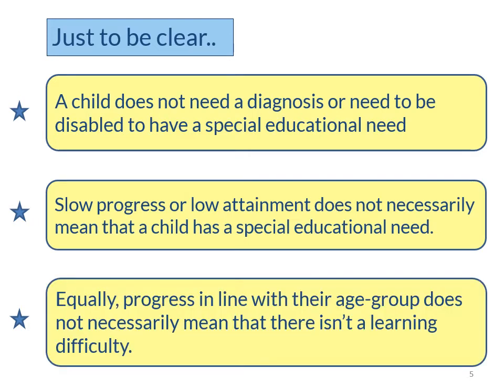Equally, if a child is making progress in line with their age group, that doesn't automatically mean that there isn't a learning difficulty. An example might be a child on the autistic spectrum who is doing well academically but is struggling to make and maintain friends and is finding it hard to take part in group activities. This child may need additional support for their social communication difficulties.